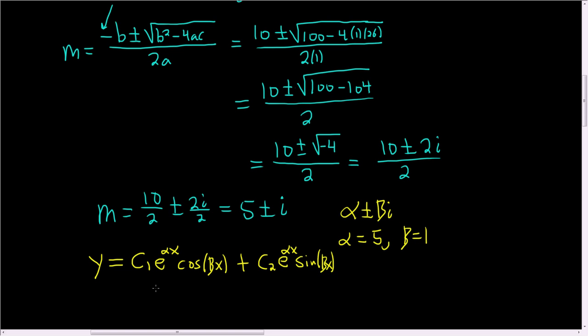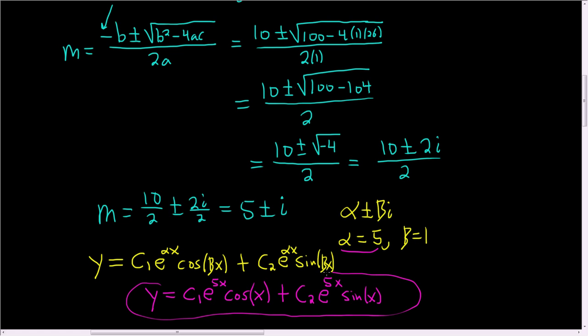So all we do now is plug everything in. So y is equal to c1 e to the, we said alpha was 5, so e to the 5x. And then cosine, well, beta is 1, so 1 times x is just x, plus c2 e to the 5x, and then sine of x. And that is the final answer. So whenever you have complex conjugate solutions, your solution always takes this form. I hope that made sense.